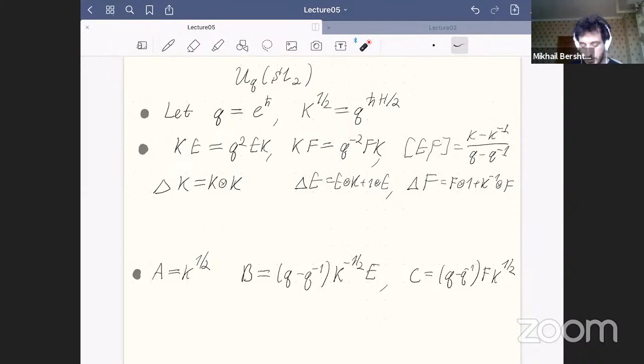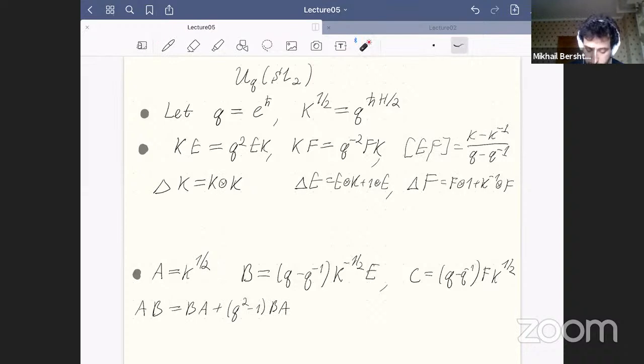It will be convenient for me to move to slightly different generators, A, B, and C. This is just rescaling by some number and some K. After this rescaling, what do we get? The relation between A and B will look like AB is equal to BA plus (q squared minus 1) BA.